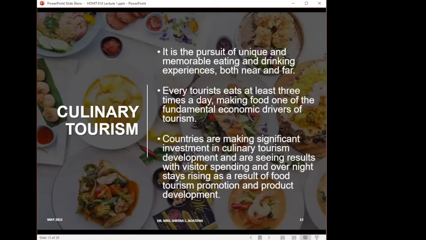Singapore is one of those countries. The street food is more popular than the food in the restaurants. Has anyone heard of the street food in Singapore before? Yes, Ruth, go ahead.